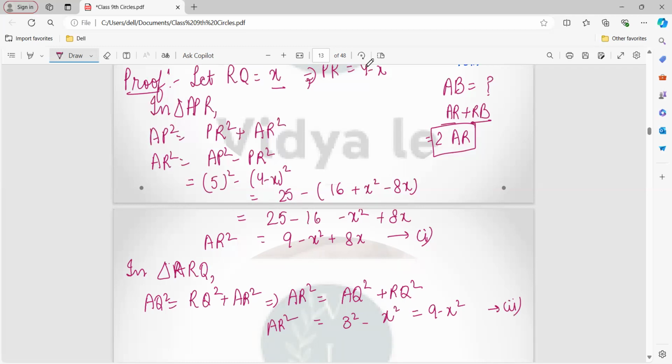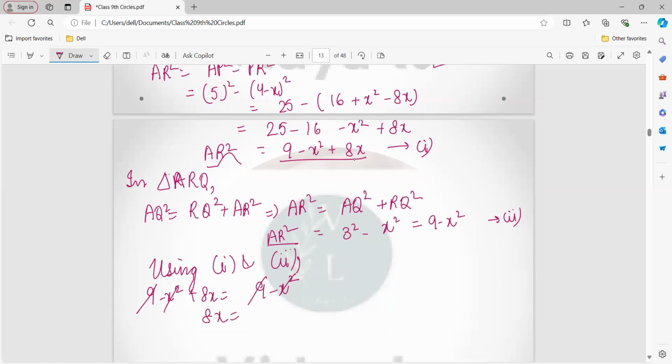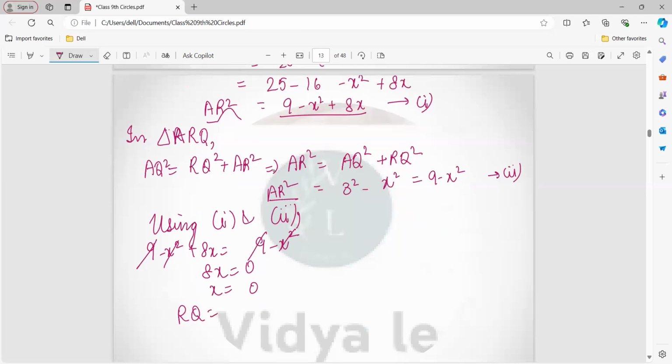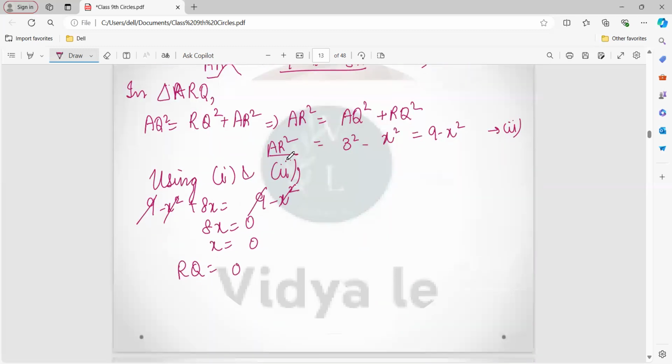Now, equating equation 1 and 2. Left hand sides are equal, so right hand sides are also equal. So using equation 1 and 2, we get 9 minus x square plus 8x equals 9 minus x square, right? This 9 and 9 get cancelled, x square and x square get cancelled. So we get 8x is equal to 0, or x is 0. That is, AR is 3 and PR is equal to 4. This is what we got.